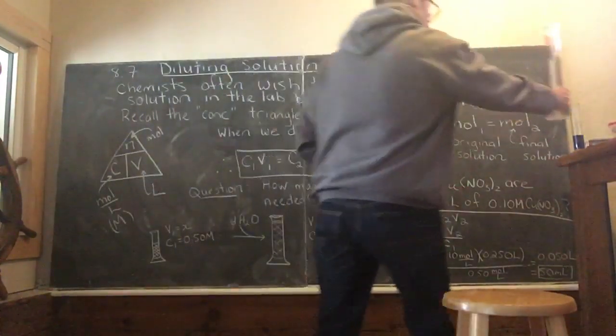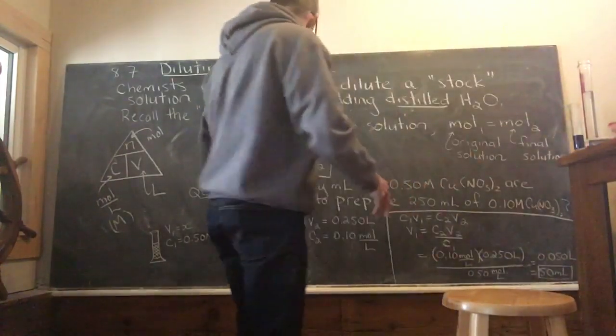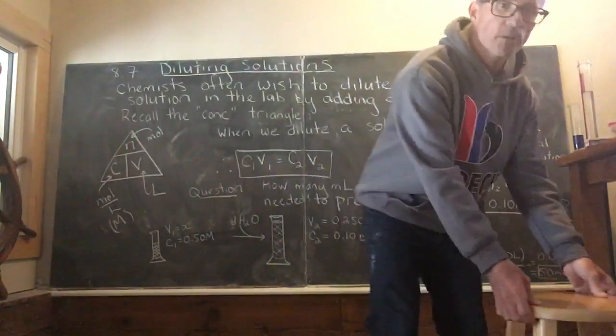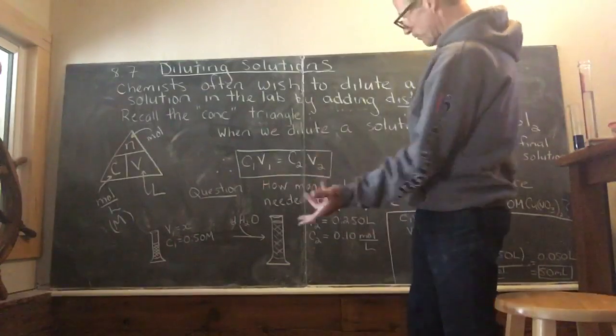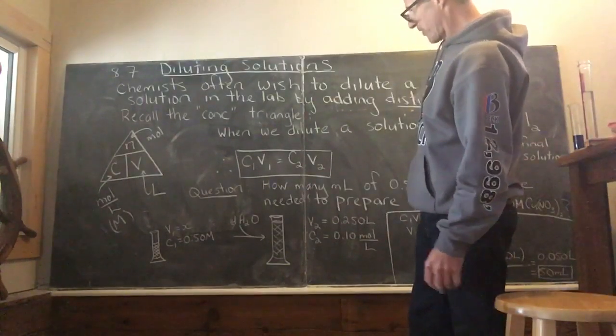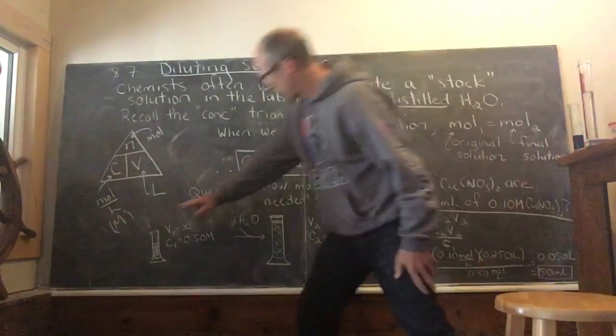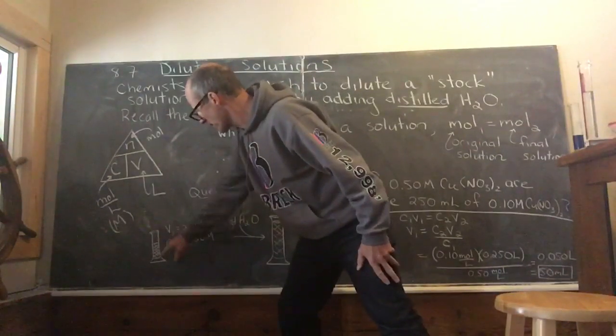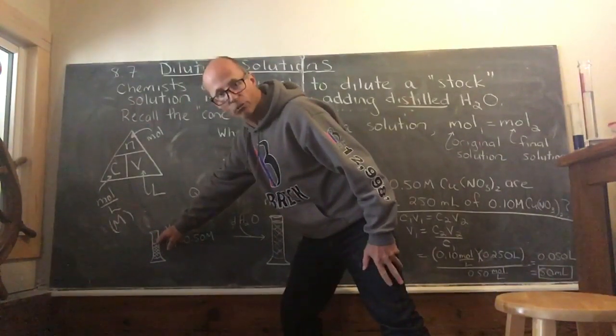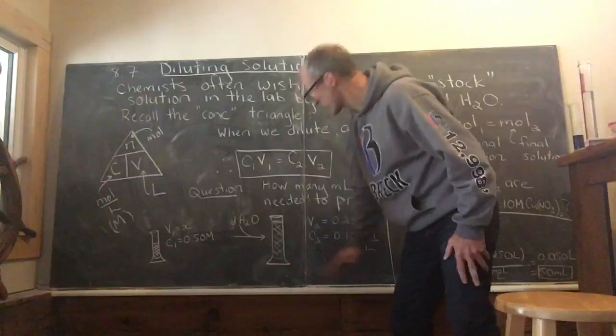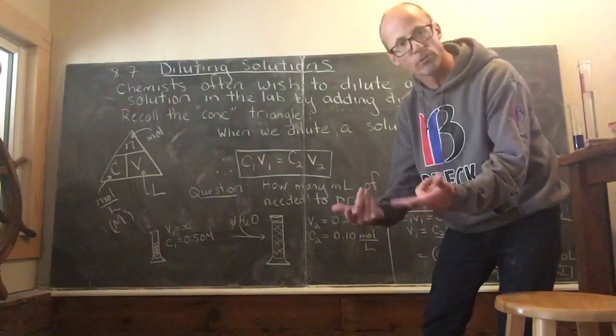Now, set up our math. I think a picture is worth 1,000 words. So I drew my best attempt, I should say, at a small graduated cylinder. This would be our original stock solution that I just showed you, and the final cylinder, which would be the diluted solution.